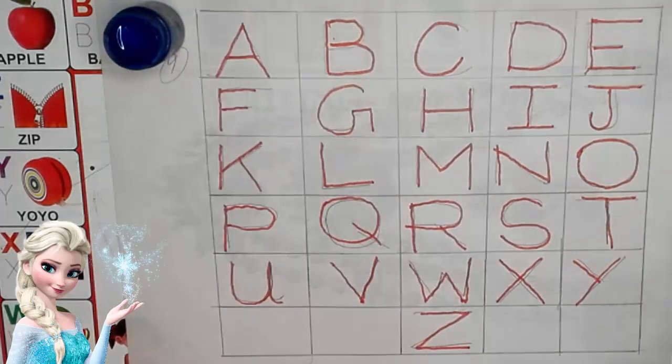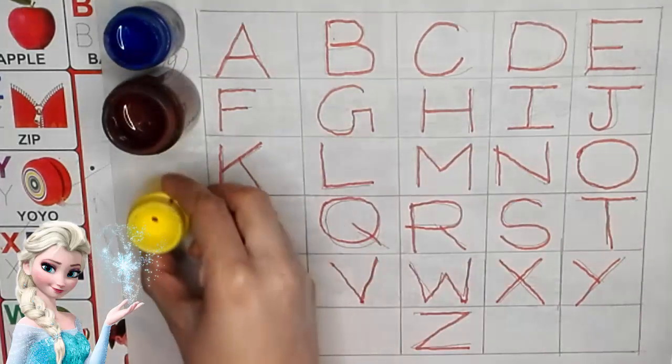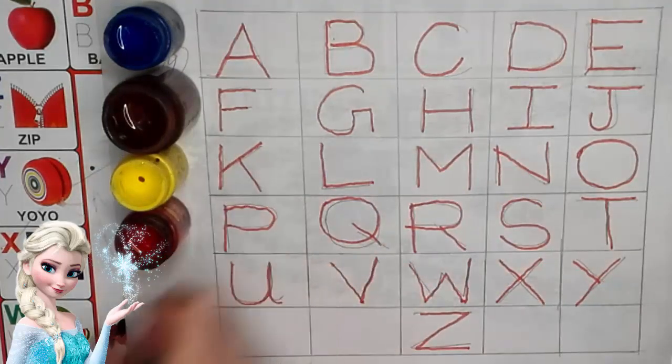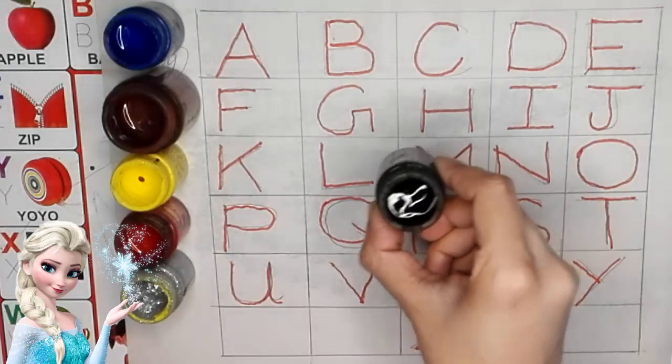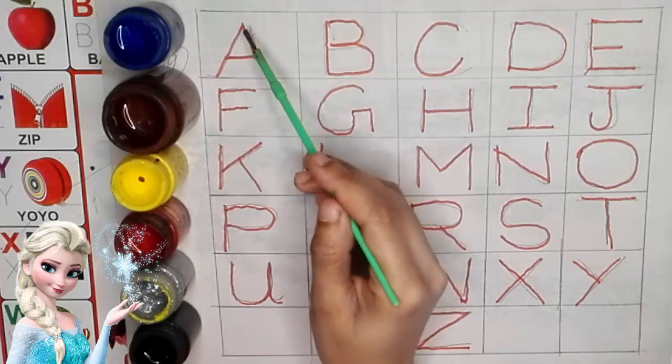Let's start to learn colors name. Green color, brown color, yellow color, red color, silver color, black color.